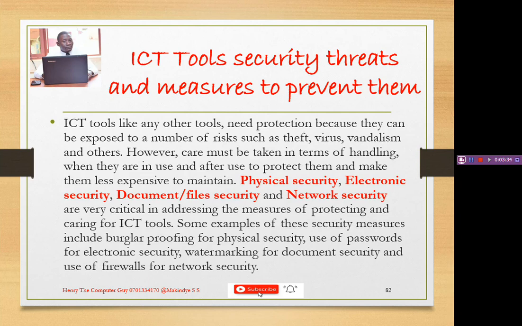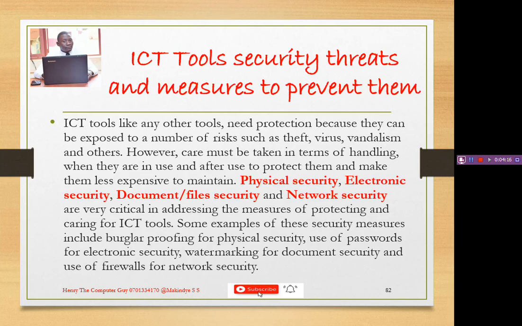Some examples of these security measures include burglar proofing. For example, you have a computer lab. Under physical security, we have what we call burglar proofing. For example, fitting strong locks onto the doors and windows, and making them firm to ensure the safety of the components that you have there. Then the use of passwords for electronic security. You have a computer, why do you leave it there without a password when you have some sensitive data there? That is the electronic security.